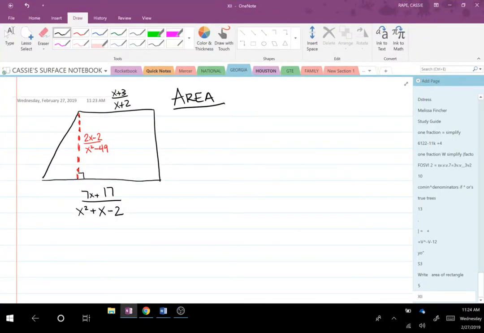Okay, so this is number 26 on your review, the last problem. Woohoo! This is asking for area. Remember, area of a trapezoid is going to be this formula.